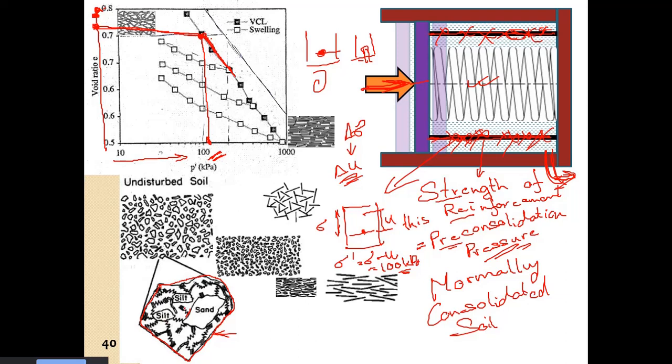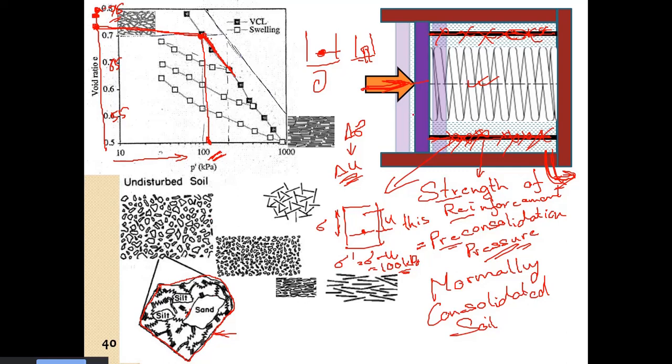So the bigger force now will consolidate the soil, and there will be a change in the void ratio. This should have been 6.5. This is 6 and this is 5.5. And this is 7 and this is 7.5. Anyway, those can be corrected.